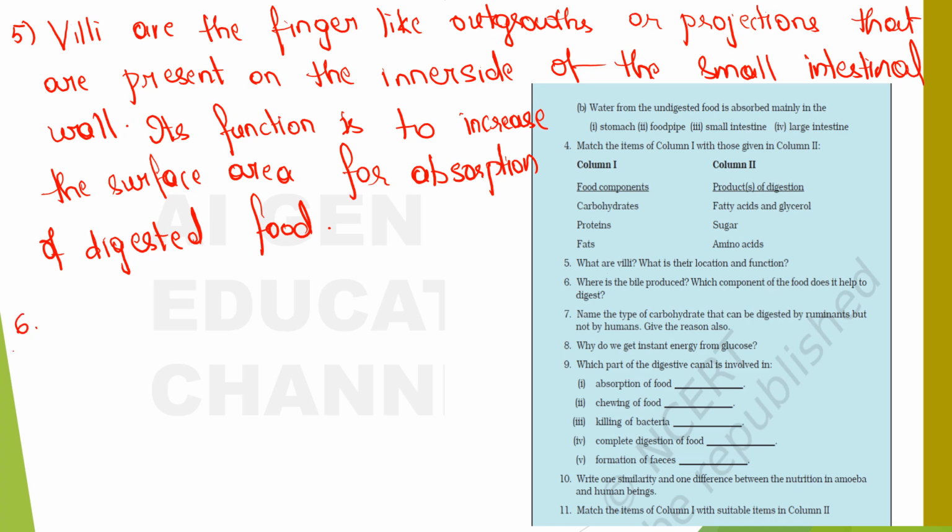Then we shall go into sixth question. Where is the bile produced? Which component of the food does it help to digest? So bile is produced by what? Just tell me roughly. Bile is produced by liver, and which component of the food does it help to digest? It helps to digest fat, right? So the answer we can write here is liver.